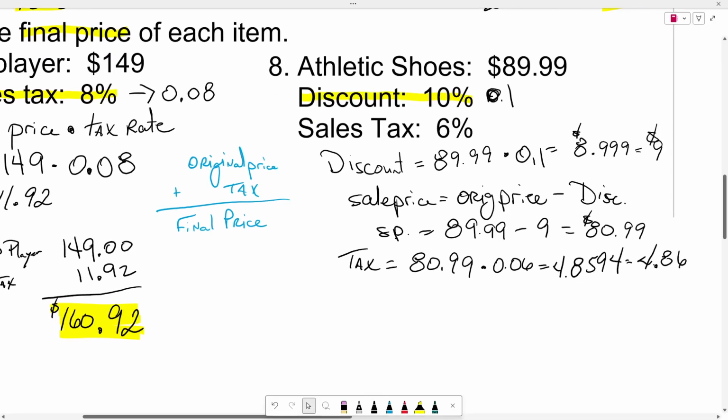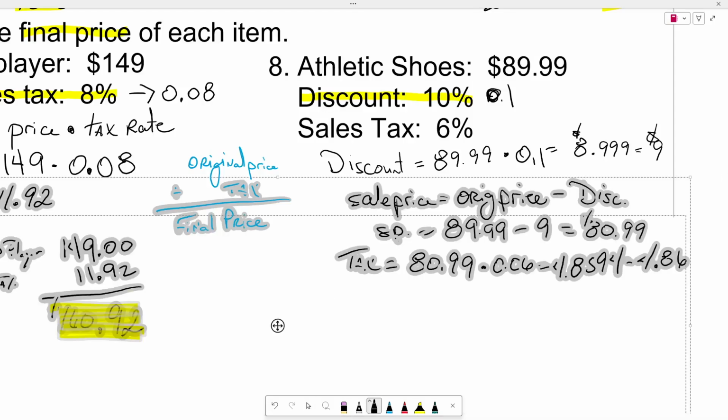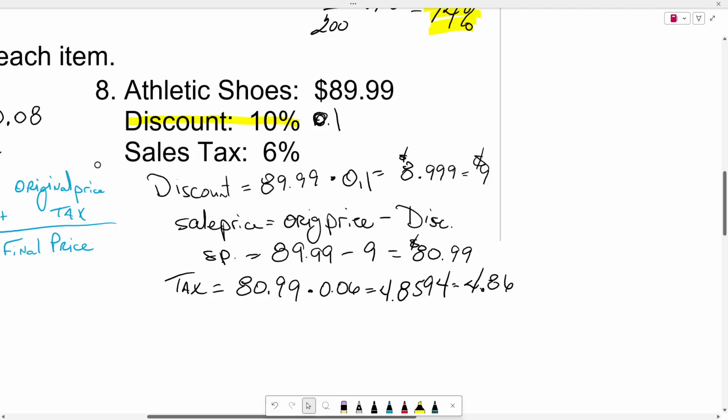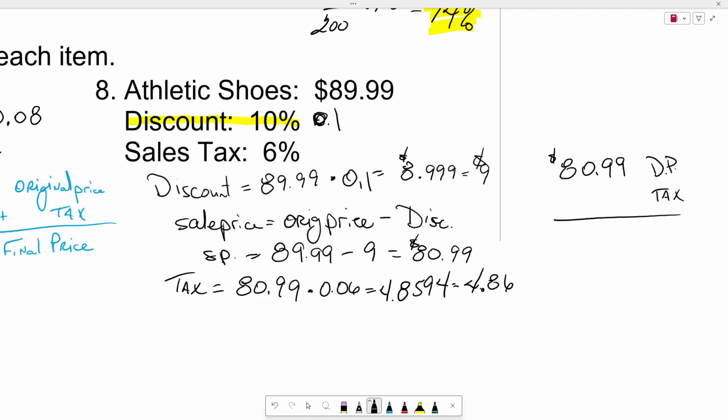So my final price is going to be $80.99, because that's my discounted price. I got to add my tax back into it. My tax is $4.86. I add those together to see how much am I going to have to pay. And my final cost will be $85.85 after my 10% discount.